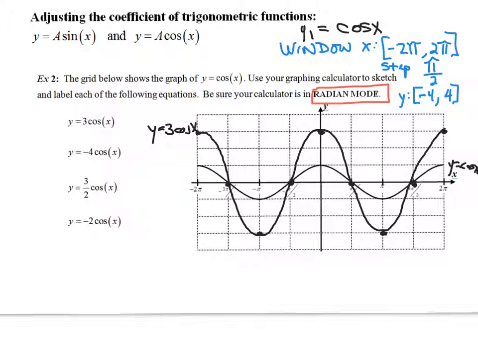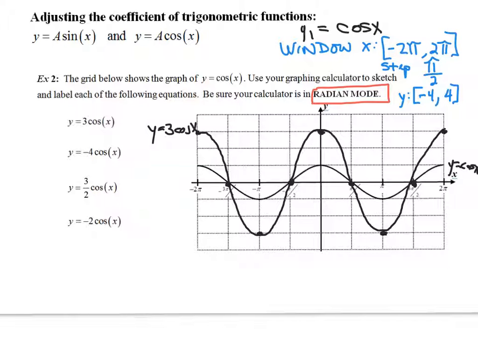Now let's try the next one. So this time in y2, plug in y equals negative 4 cosine of x. So I'm going to switch colors here. I think I'll use a green one for this one. So if you've got a green pen, go for it.